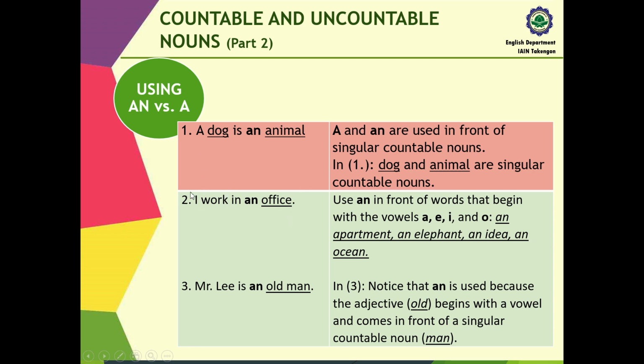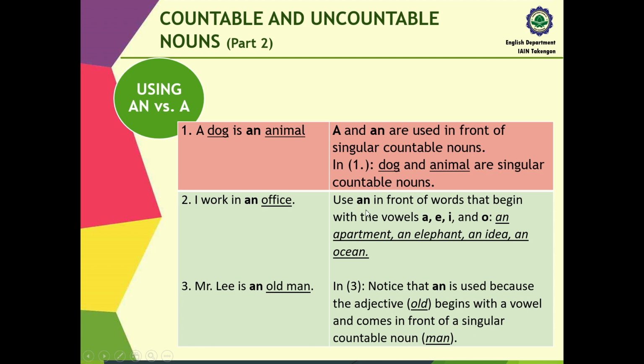Okay, and then the next example is: I work in an office. Use an in front of words that begin with the vowels a, e, i, and o. Okay, an apartment, an elephant, an idea, an ocean. So we have to look at the first letter of a word. If it begins with one of these vowels, a, e, i, and o, we should use an.